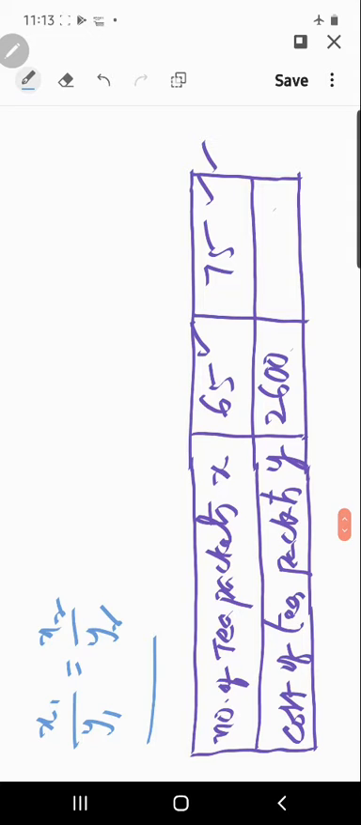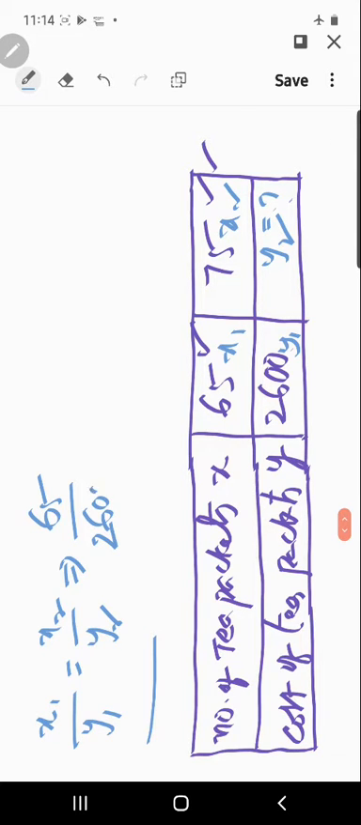So here, what are the values we have to take? This one is x1, this one is x2, and this one is y1, this one is y2. So here we have to find the y2 value. As it is, substitute these values in the formula. What is the x1 value? 65. And what is y1? y1 is 2600. And what is x2? 75. And what is y2? We don't know the y2 value.